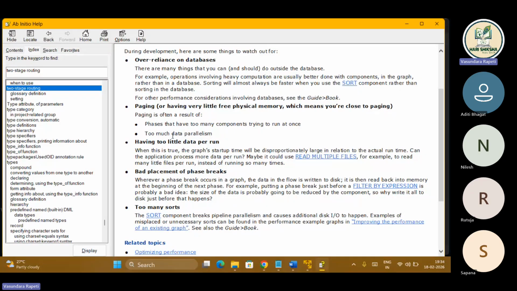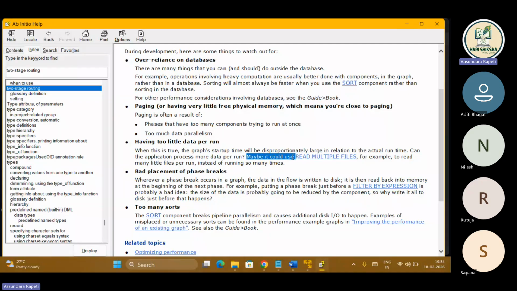Then, having too little data per run. When this is true, the graph's startup time will be disproportionately large in relation to the actual runtime. Too little data per run means the run starts with some data, so can the application process more data per run?